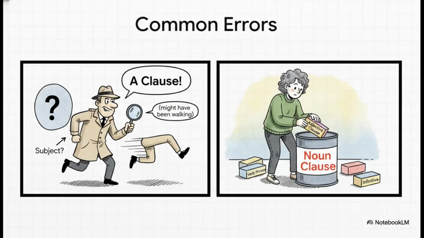Now, let's talk about a couple of common traps to avoid. A huge one is seeing a verb string like was running and calling it a clause. But wait a minute, where's the subject? Who or what was running? Without a subject, it's just a verb phrase. Another classic error is misclassifying a clause. Once you know it's a clause, always ask yourself, okay, but what job is it doing in this sentence? Is it acting like a noun, an adjective, or an adverb?